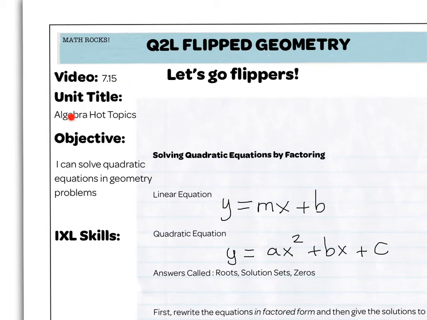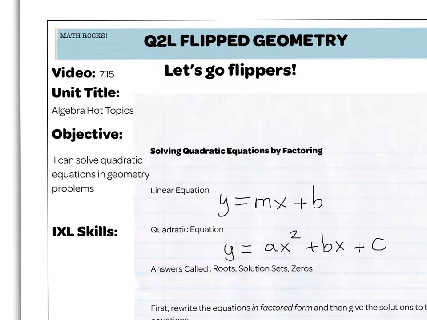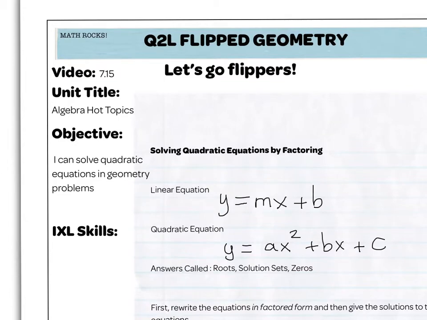The unit title is Algebra Hot Topics. The objective is I can solve quadratic equations and geometry problems. Alright, let's go, flippers. So, when you're solving quadratic equations, we're actually going to be solving them by factoring.